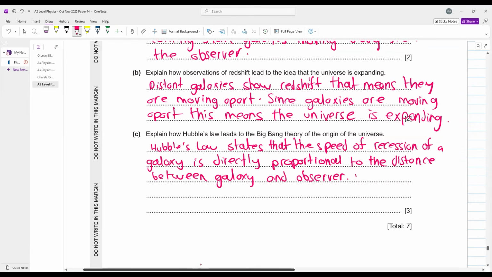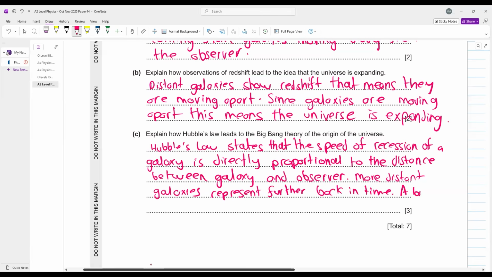Second point क्या लिखोगे? You will say more distant galaxies represent what? Further back in time. बेटा जितना दूर galaxy होगी उतनी ज़्यादा उसकी speed होगी, उतना वो back in time होगी. Represent further back in time. A long time ago, this is the most important statement.